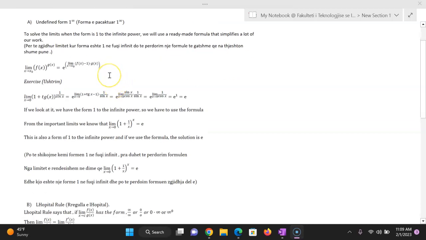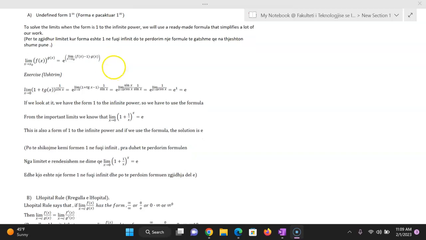The formula tells us that the limit when x goes to x0 of the function f of x all to the power of g of x, that is another function, can be written as e to the power of the limit when x approaches x0 of f of x minus 1 times g of x. Okay, let's see it in an example.